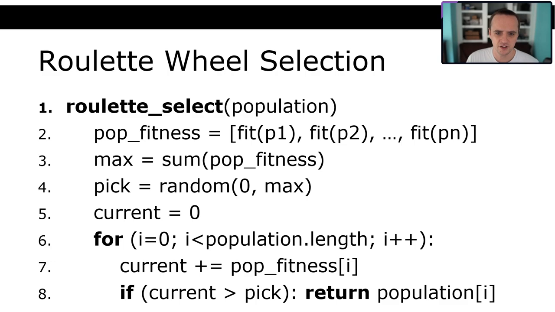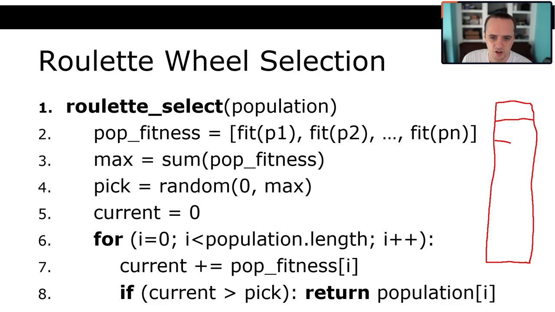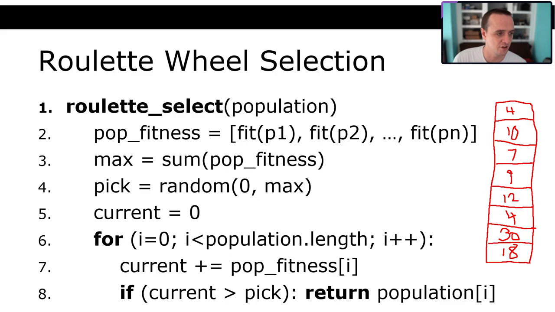So let's say we have, this is the pop fitnesses array right here, okay? So let me draw some lines. This is our pop fitnesses array. Let's say we're gonna have like 4, 10, 7, 9, 12, 4, 30, and 18. So these are the fitnesses that we've calculated for everything in our population of size 8. So what does the algorithm say? It says, okay, we've done this part. We've assigned fitnesses to our population. Now we need to calculate max, which is the sum of all of those things.